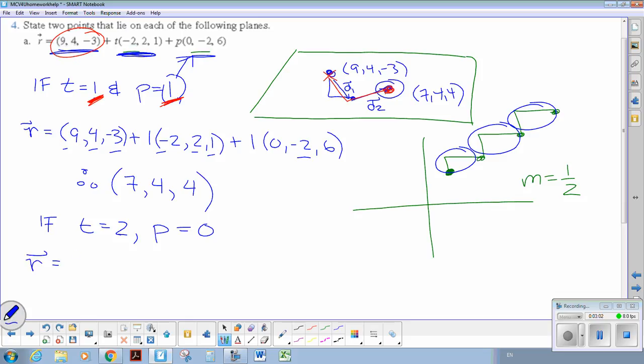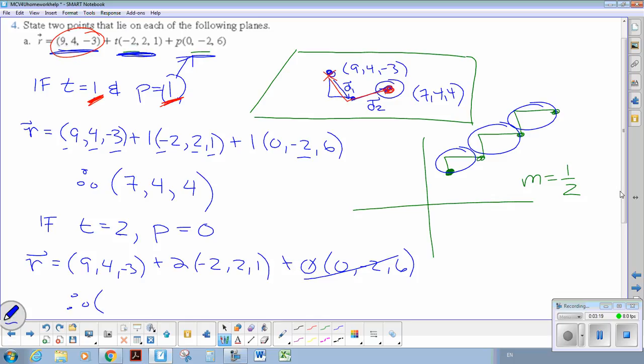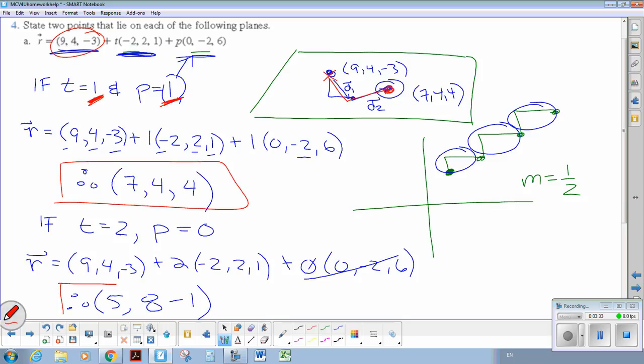Still following that process. 9, 4, -3, plus 2, -2, 2, 1, plus, and I always like picking 0 for one of them because it cuts down on my addition. So therefore, my new point would be 9 take away 4 is 5, 4 plus 4 is 8, -3 plus 2 is -1. So there are 2 points that are on the plane. All right, so those scalar values simply are telling you how to move from your start point.